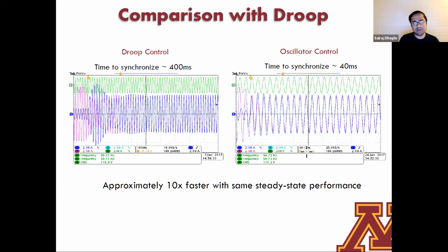For the same terminal droop characteristics, if I run this oscillator type control, we can get close to an order of magnitude improvement in time domain performance. So they synchronize about 10 times faster, and with the same sort of steady state performance, right? So I can engineer the droop curves to be similar, but on faster time scales, I can really do a lot more with real-time control strategies, such as the one that I'm sketching out.